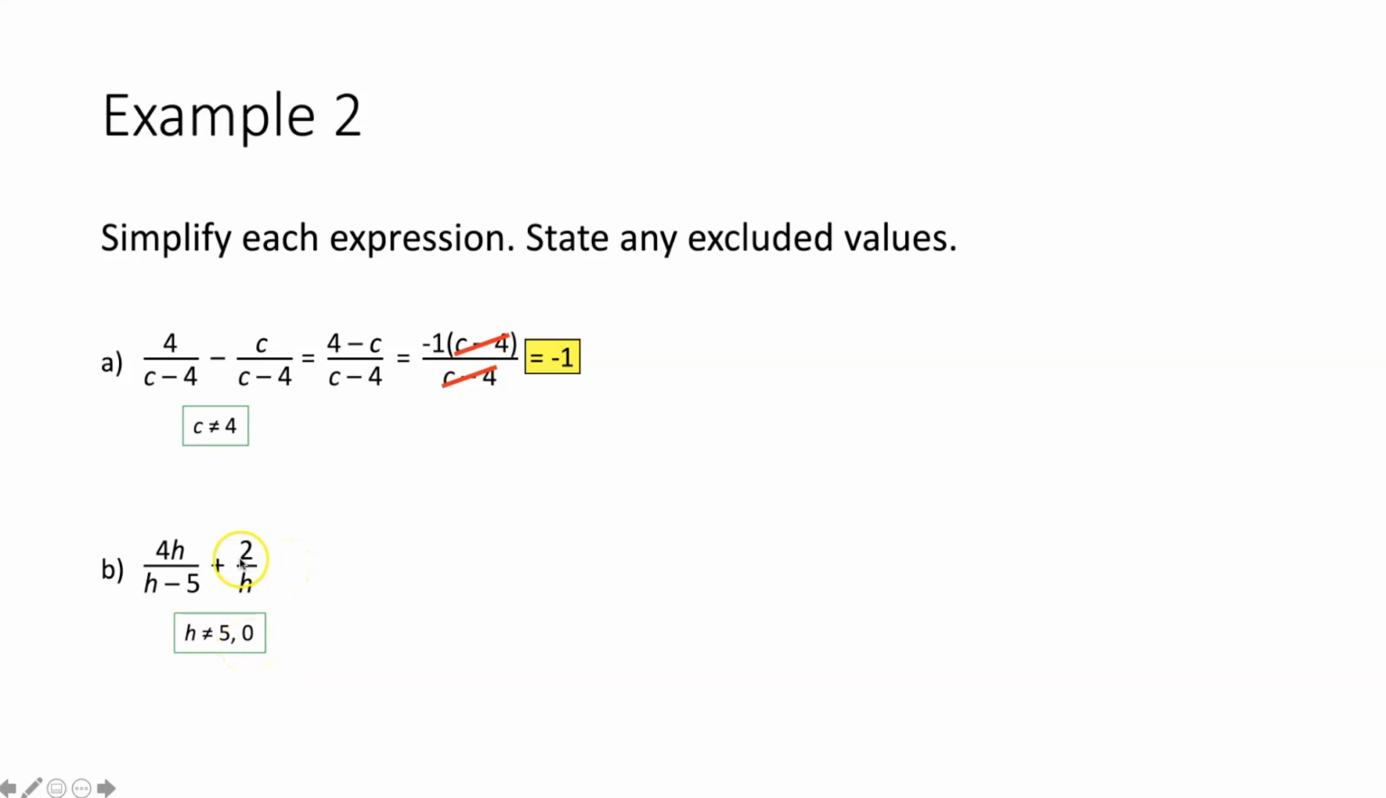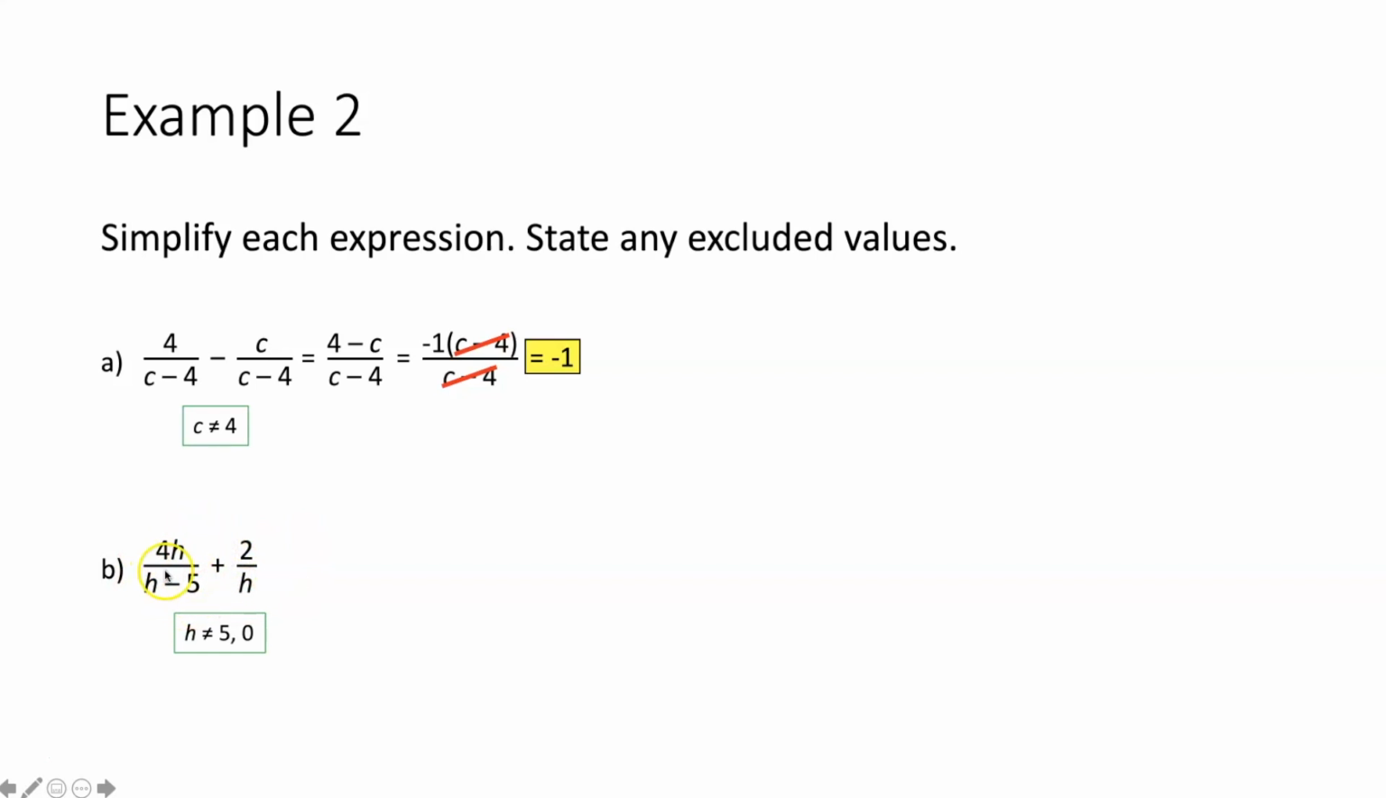Now I can move on to step 3, which is to make sure that each of these fractions has a common denominator. So how do I get these to have a common denominator? What's the least common denominator between h minus 5 and h? Well, what I'm going to do is I'm going to multiply this fraction by h minus 5 over h minus 5, this denominator.